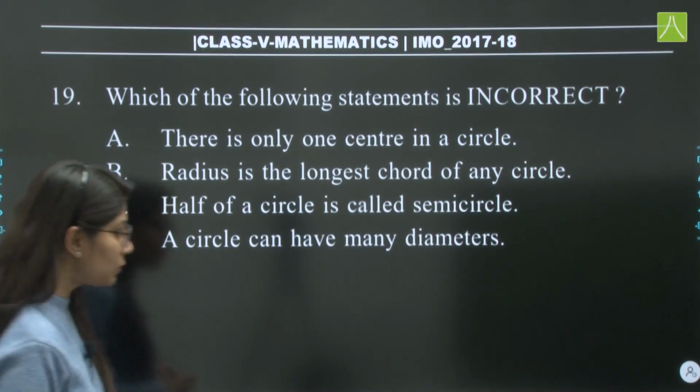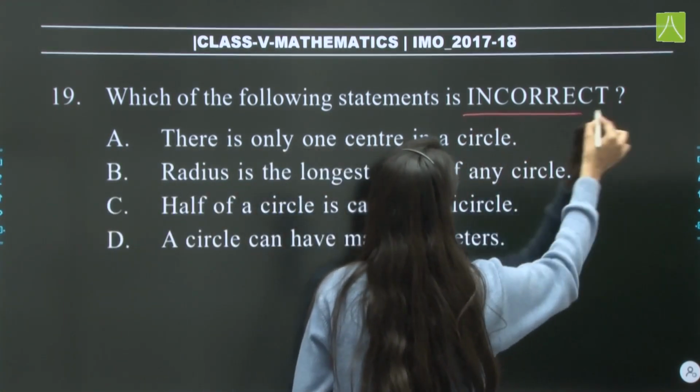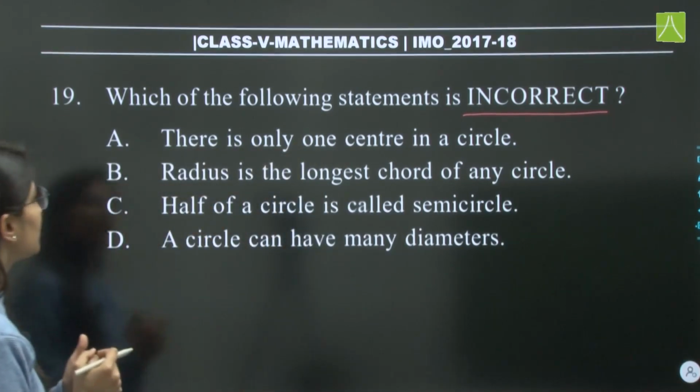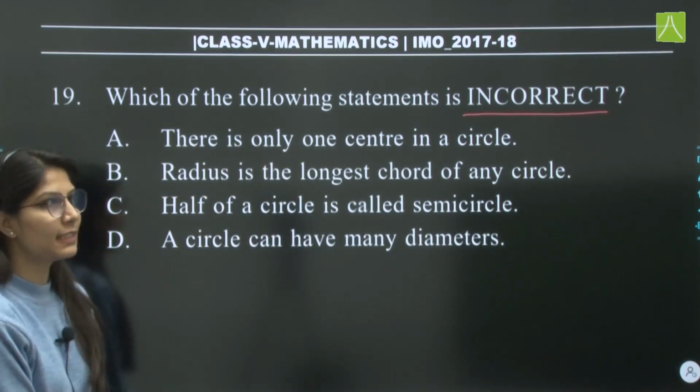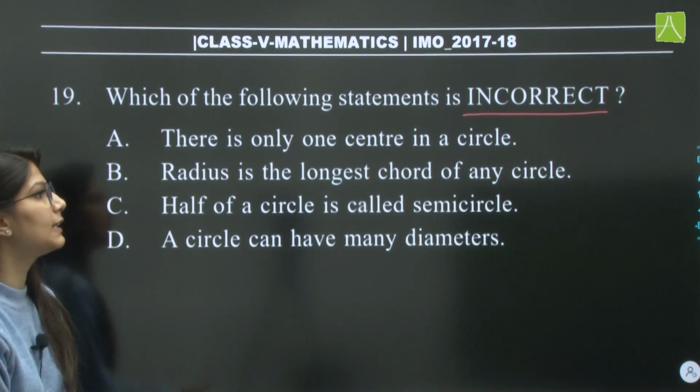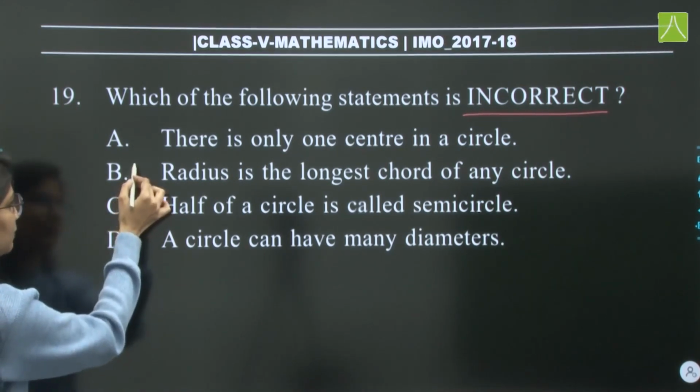We have to find out the statement which is incorrect. So let's check one by one. There is only one center in a circle. Yes, we know that in a circle only one center is possible. So this is a correct statement.